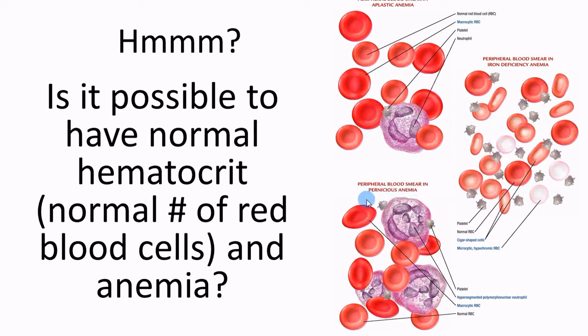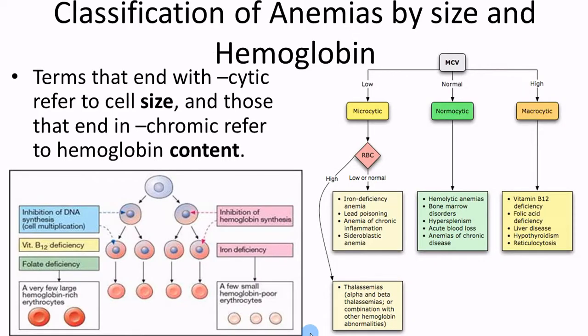Maybe things like B12, you don't have the machinery working appropriately, right? So you make enough red blood cells, they just don't work appropriately. So we can also classify anemias by the size and the hemoglobin. So the size of the cell, when you see something like macrocytic, you know it's a big cell. When you see microcytic, it's a small cell. If you see normocytic, it's a normal cell. So the size of the cells can make a difference.